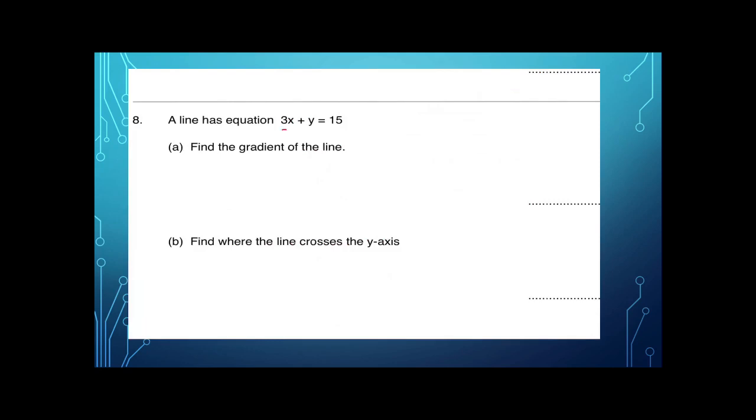Okay, so this equation here hasn't been written in the form y = mx + c. So let us rearrange so that it is. And in this case, we just subtract 3x from both sides. We get that. So we can now see that the gradient is negative 3. That's that value there. And it crosses the y-axis at (0, 15).